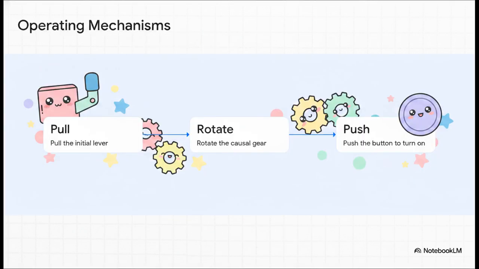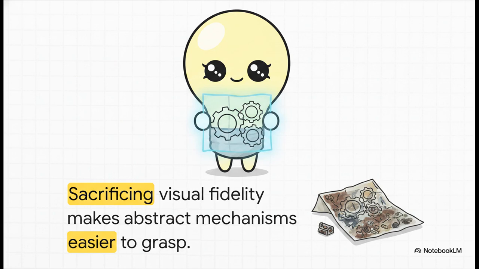Because an effective visual explanation makes it instantly clear whether you need to pull an initial lever, rotate a causal gear, or push a button to get the machine working. When your goal is to operate the mechanism, you really don't care what color the machine is painted. So, the absolutely crucial takeaway here is that sometimes making things less visually accurate actually makes them so much easier for our brains to understand. Explanations demand that we trade beautiful visual fidelity for abstract mechanistic truth.